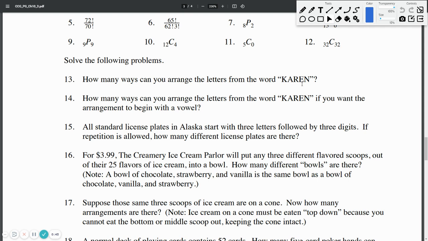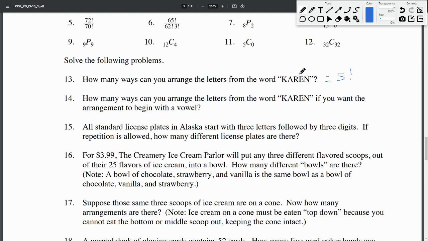For numbers 13 and 14, there is going to be a question where I'm going to ask you how many ways can you rearrange the letters from a certain word. So you have to think about all the possibilities when we're working with this. And so we're looking at 13, right? It's funny that the name is Karen. But if we're looking at all the possibilities, this one is pretty straightforward because they're all different letters. So when you're doing that, it's really just 5 factorial here.